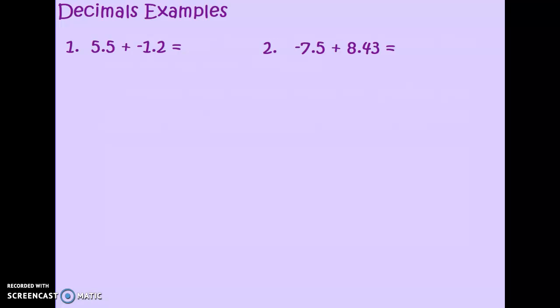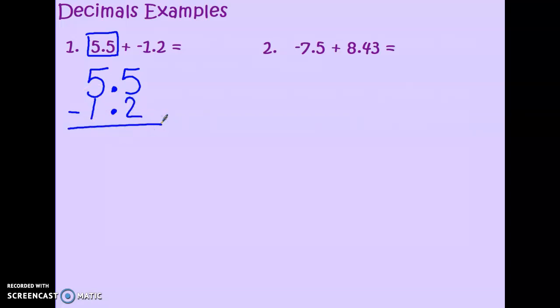Our first example is 5.5 plus -1.2. Okay, so the first thing is we've got to determine which number is bigger. Okay, 5.5 is bigger. So when I'm setting this up vertically, I'm going to write the 5.5 on top or first. Okay, I've got to make sure I'm lining my decimals up, so I'm just going to go ahead and put it there. Okay, you guys see how my decimals are lined up, and I've got 1.2.